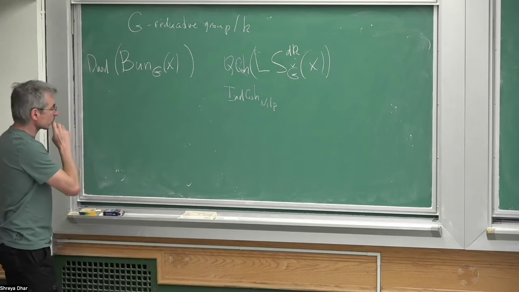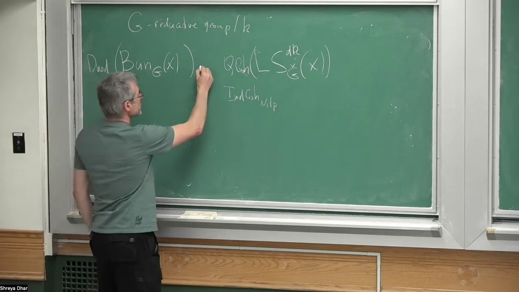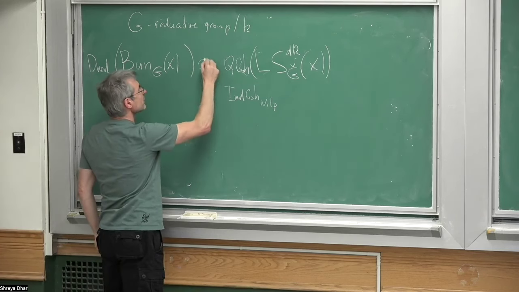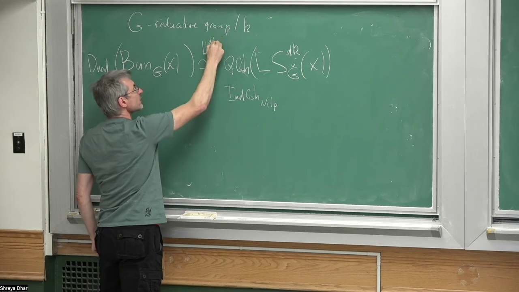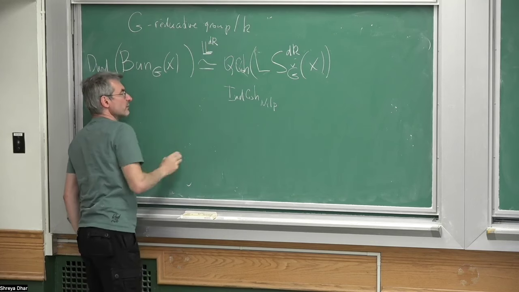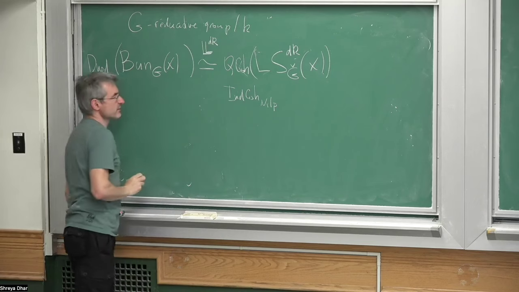The first version of the geometric Langlands conjecture, call it functor L, the de Rham incarnation, is that we have an equivalence again. The equivalence is really with this.